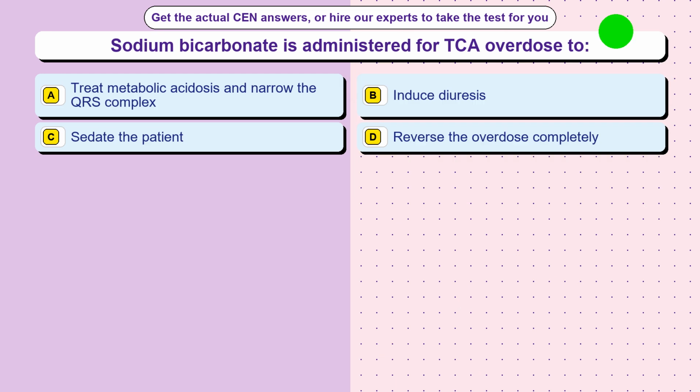Question 54. Sodium bicarbonate is administered for TCA overdose to Option A, treat metabolic acidosis and narrow the QRS complex. Option B, induce diuresis. Option C, sedate the patient. Option D, reverse the overdose completely.